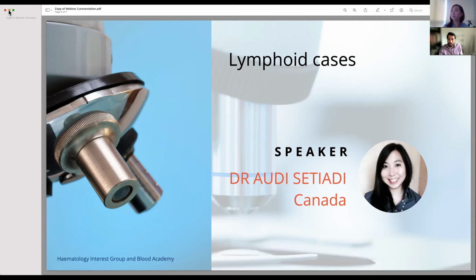So you should be able to show your screen now, Audi. The hardest thing with these things is the technical side of it, trying to get things all in place. Have you got it all?